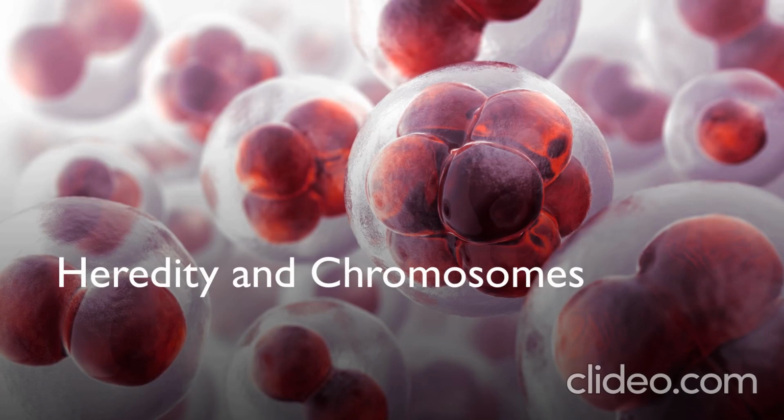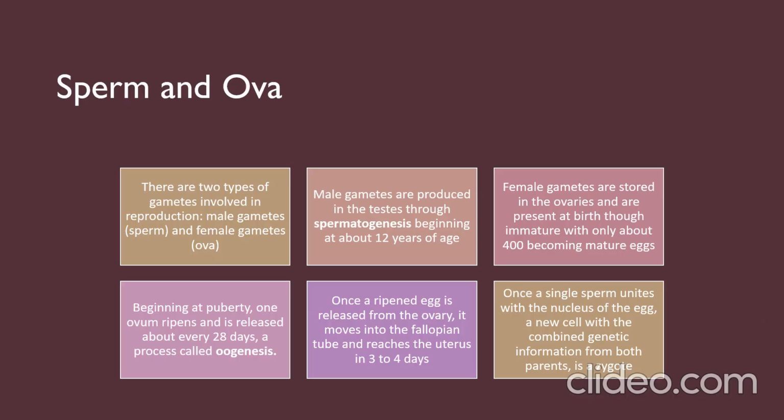Next, let's talk about heredity and chromosomes. So, we have the sperm and ova. There are two types of gametes involved in reproduction. We have the male gametes or the sperm and the female gametes are the ova. The male gametes are produced in the testes through spermatogenesis beginning at about 12 years of age. And then female gametes are stored in the ovaries and are present at birth, though immature, with only about 400 becoming mature eggs. Beginning at puberty, one ovum ripens and is released about every 28 days, a process called oogenesis.